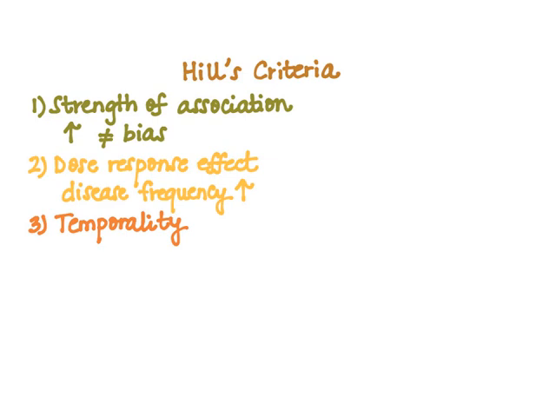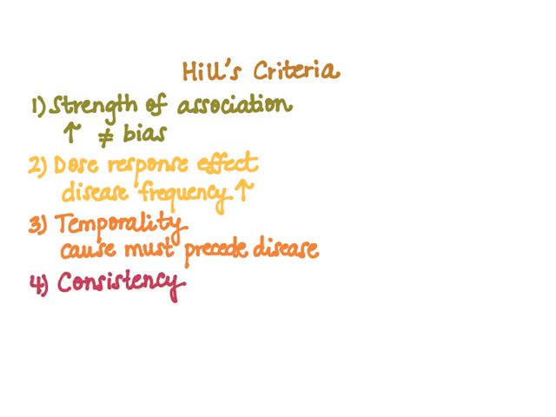This refers to a time component and is perhaps the most important criteria, which states that the hypothesized cause must precede the occurrence of the disease in order to establish causality. On to number 4, we have consistency. And this states that if all studies being researched dealing with a given relationship produce similar results, then a causal interpretation is likely.